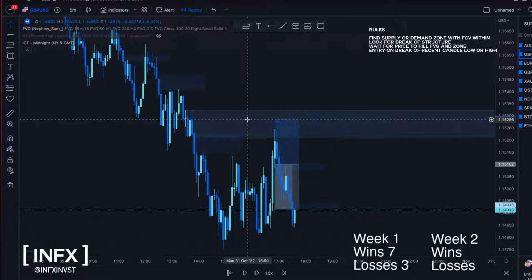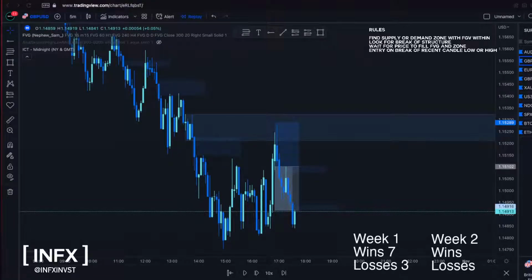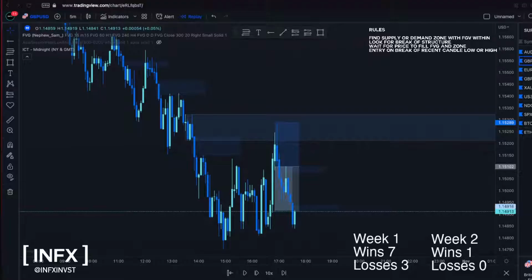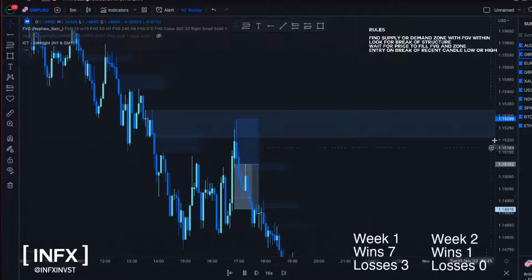That's a win for Monday. So let's go into here. 1 win, 0 losses so far. Okay. Let's move on, continue on to the next day now.